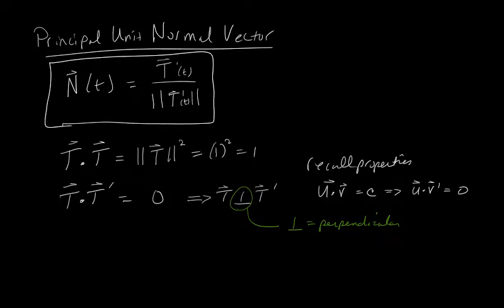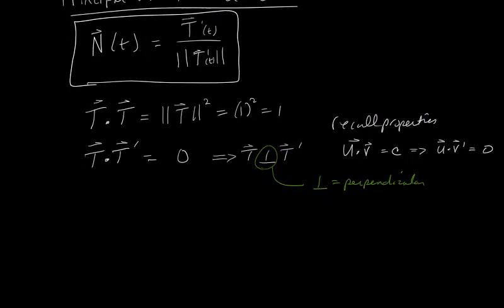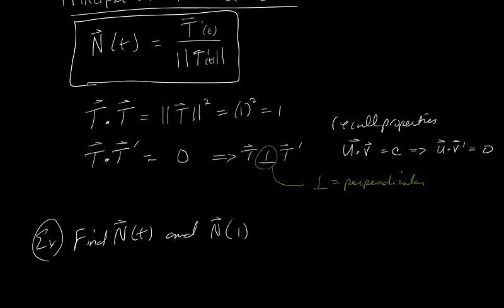Okay. All right, so let's do an example where we're asked to find the principal unit normal vector. So find N of t and N of 1 for r of t equal to 3t in the i direction plus 2t squared in the j direction.